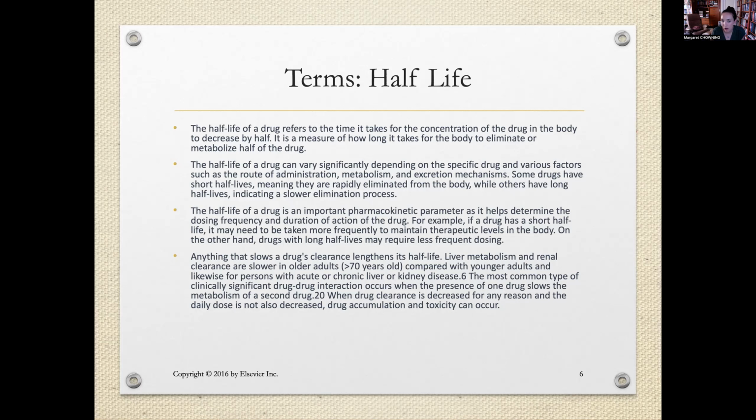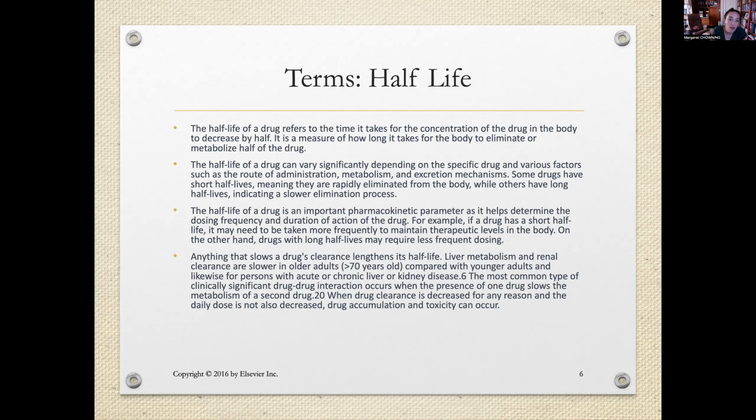Anything that slows a drug's clearance lengthens its half-life. Liver metabolism and renal clearance are slower in older adults compared with younger adults. Likewise for persons with acute or chronic liver or kidney disease. So if your kidneys are not working properly and it's a drug that is metabolized via the kidneys, the half-life is going to be much longer, right? The drug will be in their system for longer.